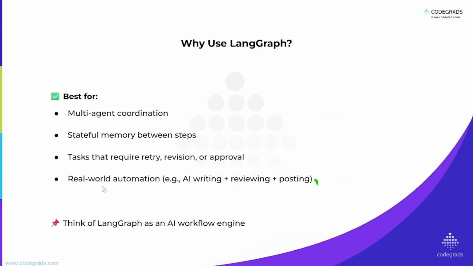And we also have real-world automation. We can do AI writing plus reviewing plus posting. Now we build robust AI workflows that can loop, retry, or verify steps. At that point of time, we need to use LangGraph. When we combine LLM plus tools plus memory plus human input, at that point of time, we need LangGraph.